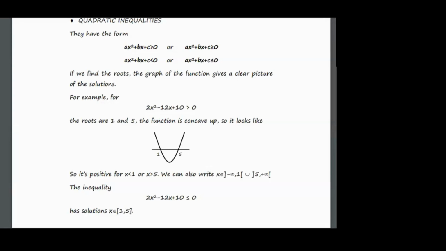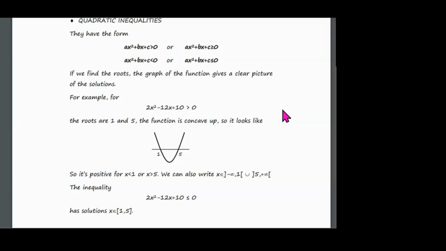I hope I'm explaining you in a very easy language. Okay. So suppose I have an inequality. Just look at it here. 2x square minus 12x plus 10 strictly greater than 0.